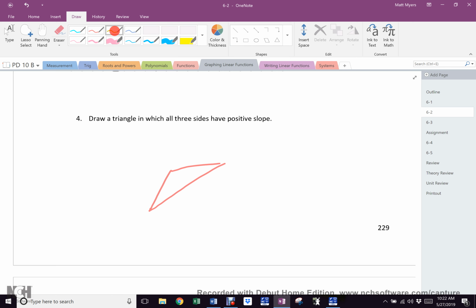Why is that a positive slope? I went up and right. I went up and right. And I went down, negative, and left, negative. So all 3 are a positive slope.